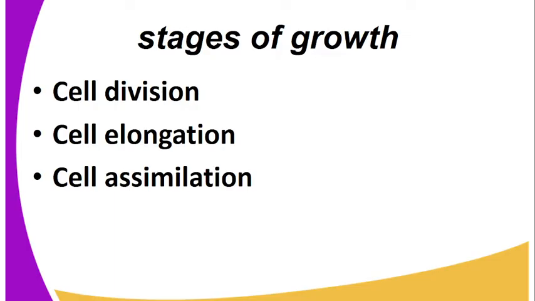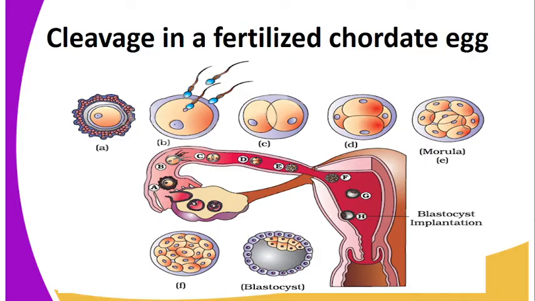The last one is cell assimilation. This is whereby organisms incorporate nutrients in their cells and hence increase in mass. Organisms incorporate nutrients and hence increase in mass.